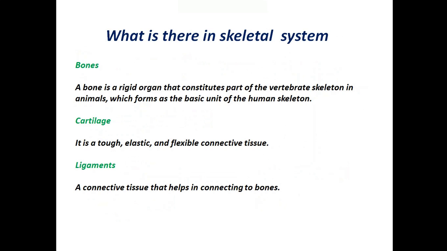First of all are bones. A bone is a rigid organ that constitutes part of the vertebrate skeleton in animals, which forms as the basic unit of the human skeleton. Next is cartilage. It is a tough, elastic, and flexible connective tissue. Finally are the ligaments. It is a connective tissue that helps in connecting to bones. We will study them in detail, so don't worry.